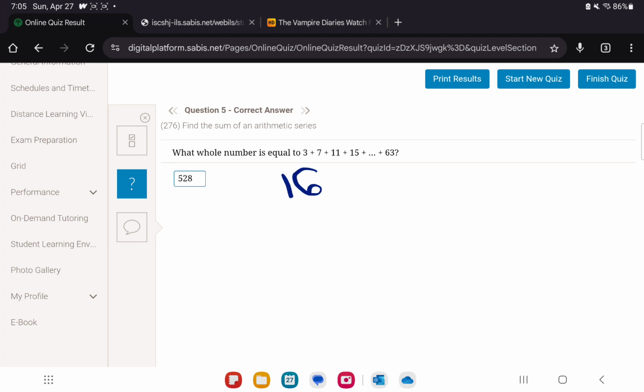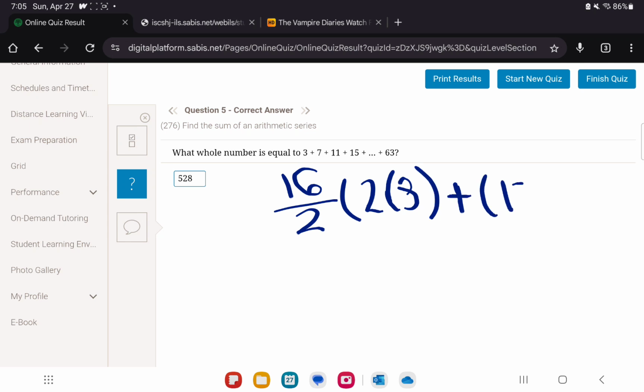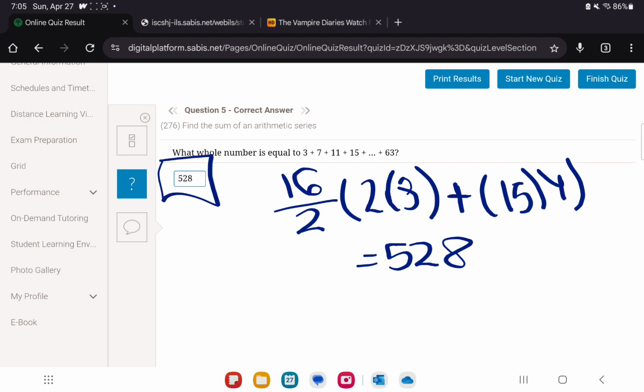So 16 over 2, then we use the sum formula, okay? So 2a1, which is 3, plus n minus 1, which is 16 minus 1, which is 15, times the common difference, which is 4. All of that on your calculator is 528, and that's your answer.